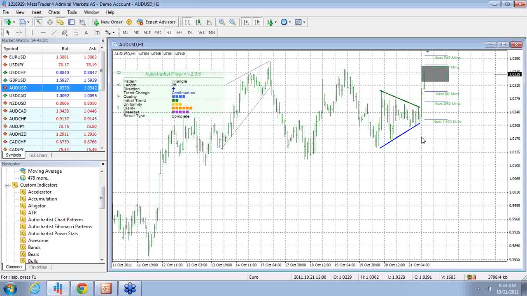When you go to channels, you want to be a little bit more careful, because there's not a lot of volatility in a channel move, but there's a lot of volatility in triangle moves. Triangles are very popular for momentum traders.